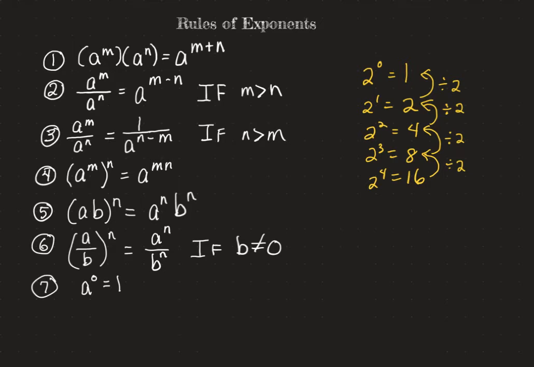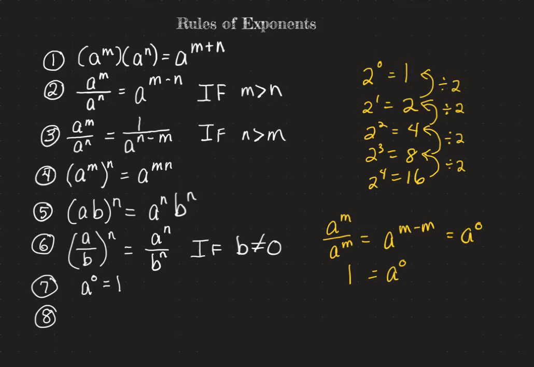Let's look at another example. Our rule number 2, nowhere in there does it say that the two exponents have to be different. So if we have a to the m over a to the m, we can rewrite that a to the m minus m, or a to the 0th power. And I've told you many times that if you take a number and divide it by itself, you get 1. So 1 is equal to a to the 0th power.